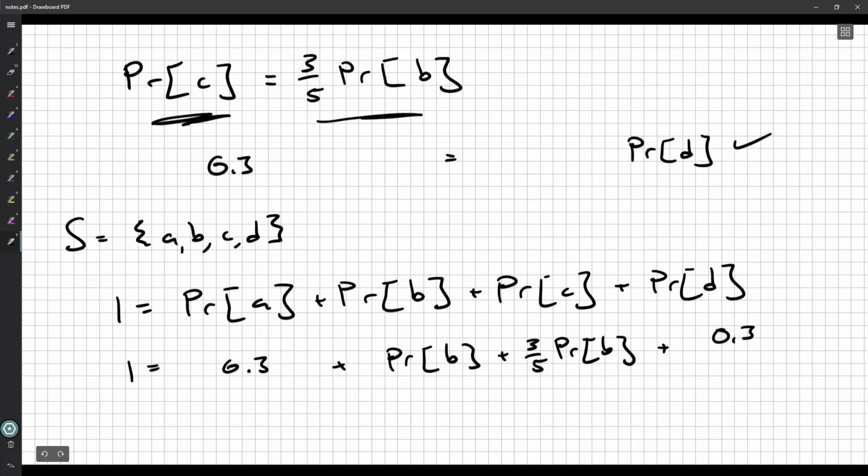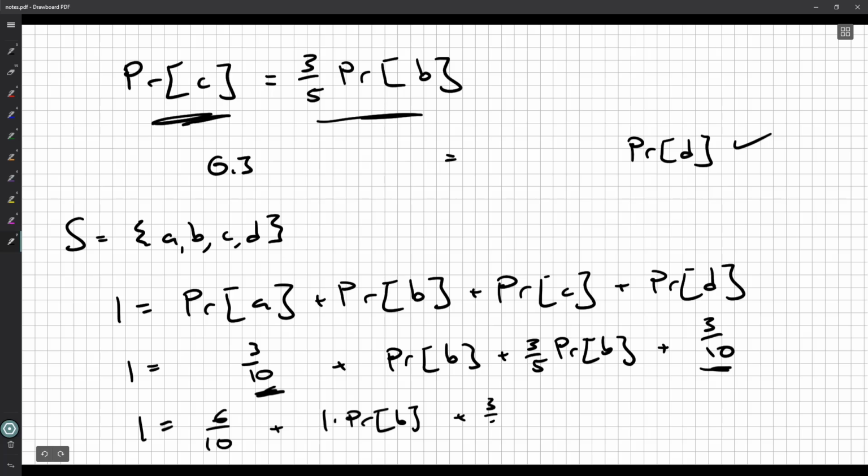Now, depending on your perspective on life, whether you're a decimal person or a fraction person. I'm a fraction person myself. So I might change these 0.3s into 3/10. A different person would say keep the 0.3, change this 3/5 into 0.6, but I do recommend you do either all fractions or all decimals, just to make your life a little bit easier. So 3/10 plus 3/10 is 6/10. And then I've got 1 probability of B plus 3/5 a probability of B.